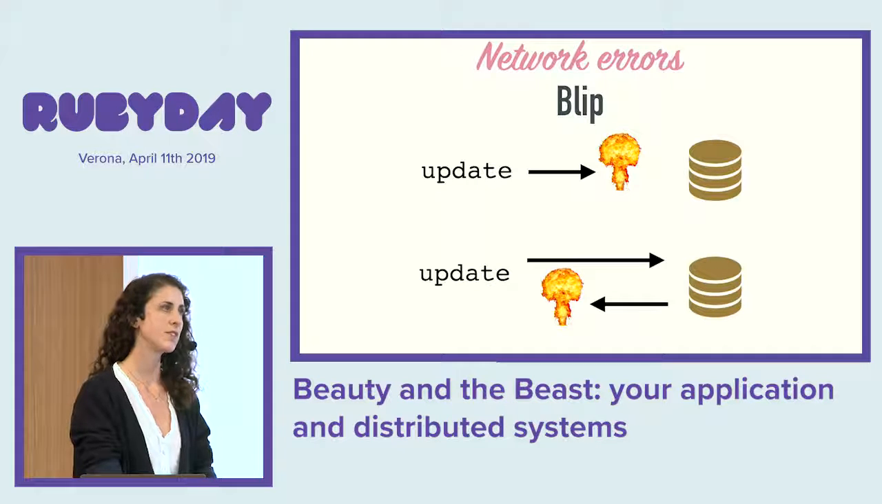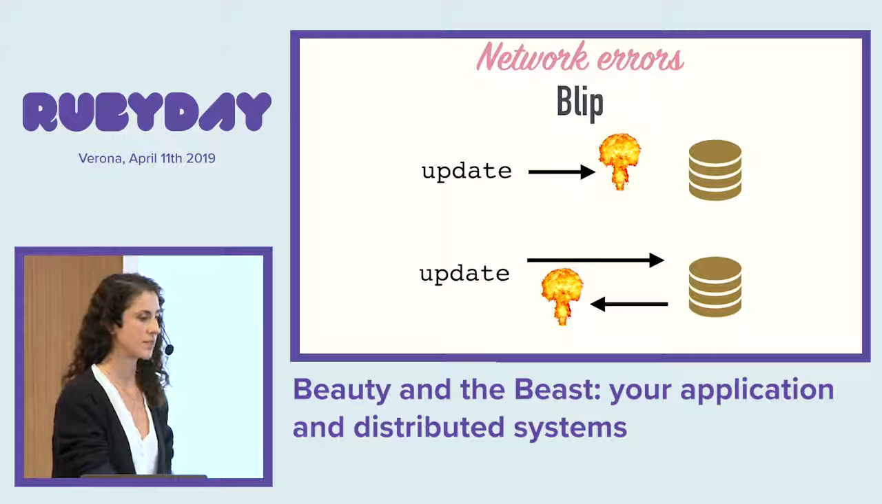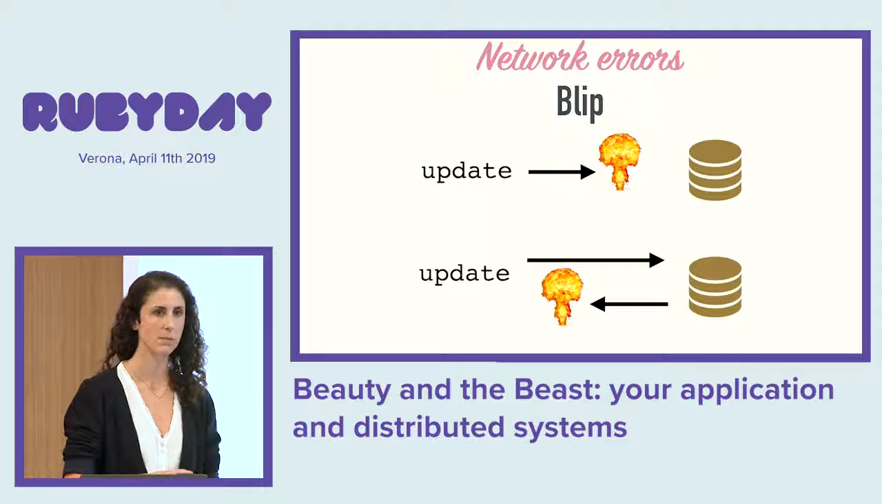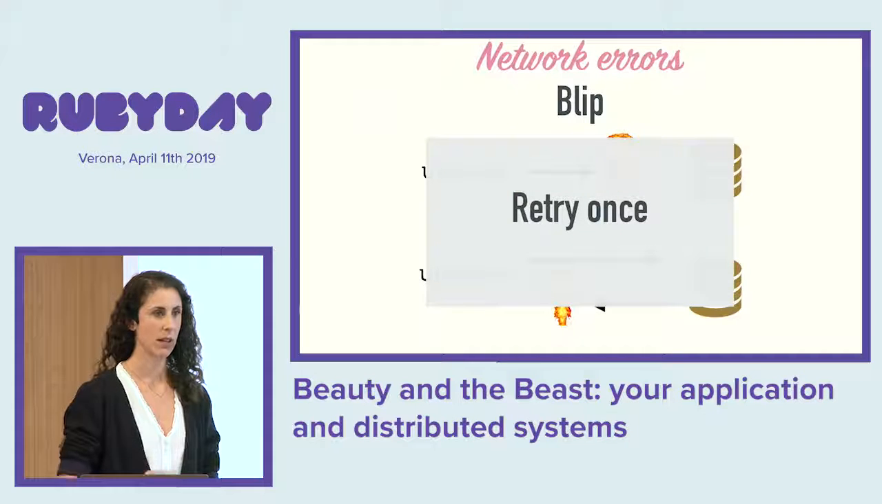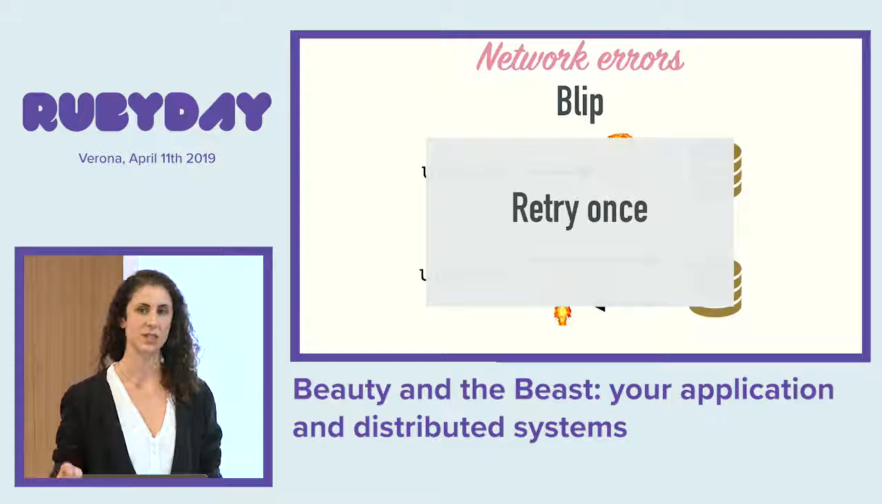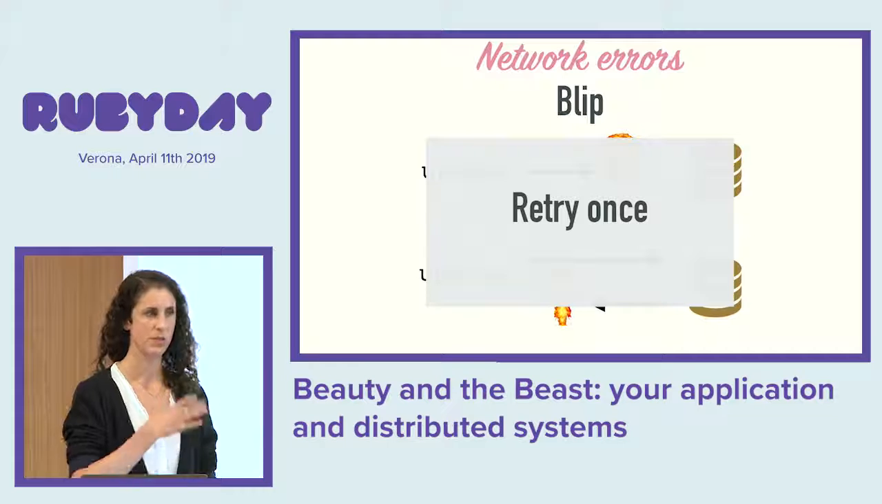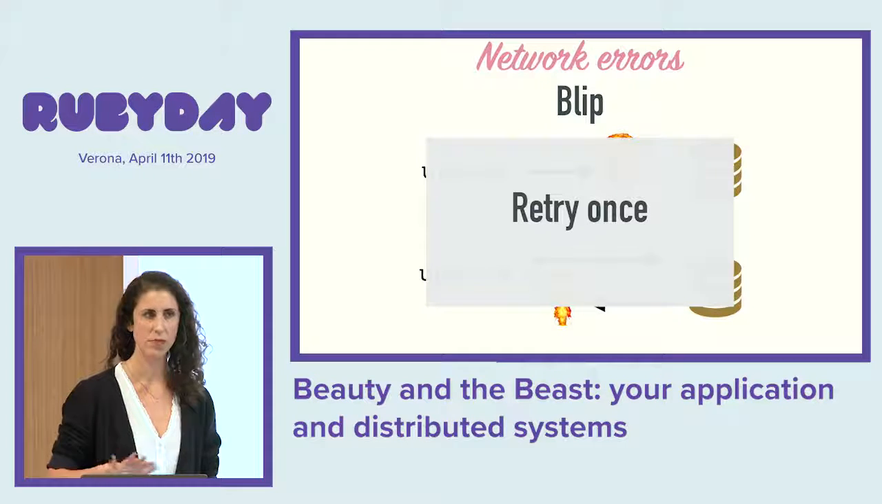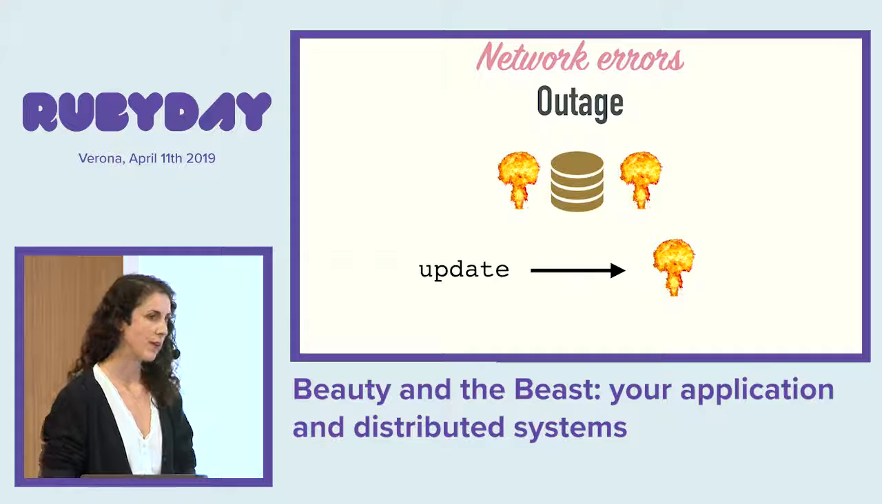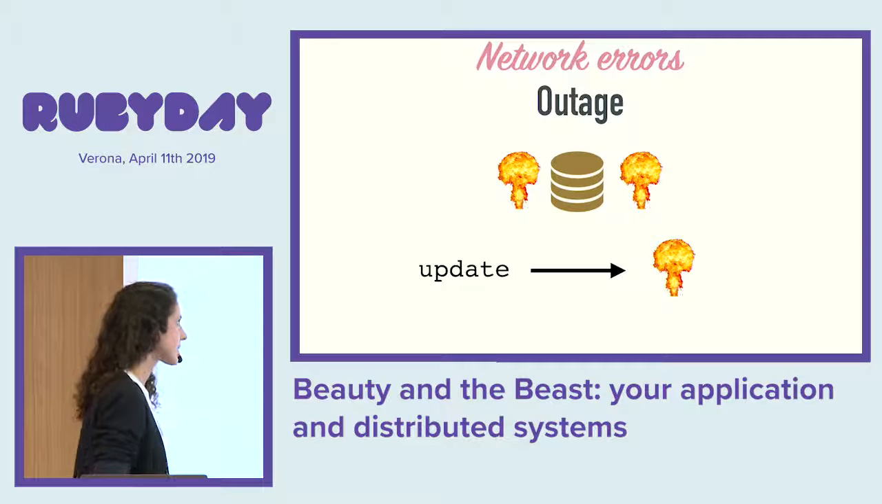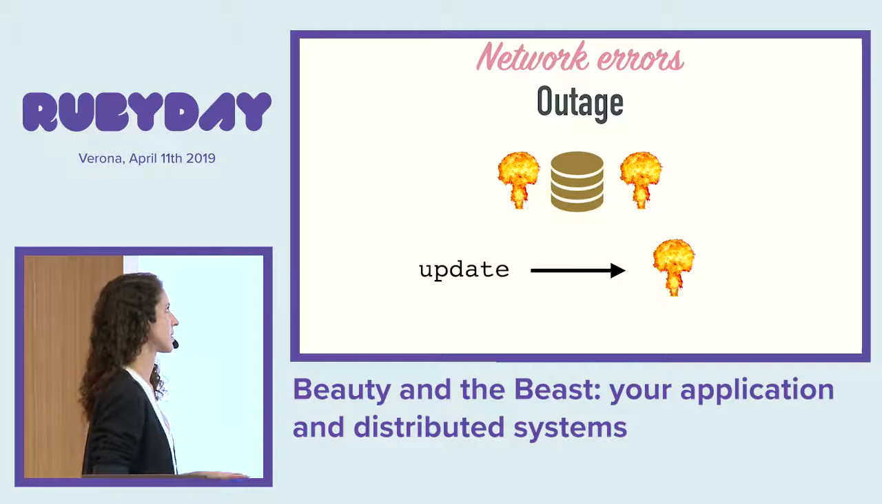If you think about the characteristic of a blip as being something that comes and then goes away, retrying once is probably going to get the operation to the server, because it's not an intermittent error. It's something that happens and goes away. So retrying once should work in all situations for a network blip. But then with an outage you can handle it in a number of different ways.